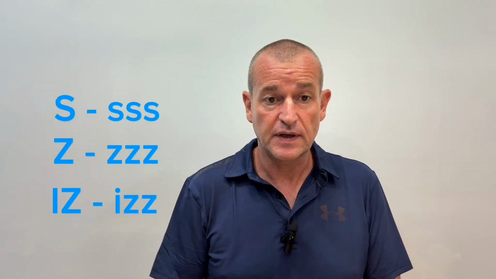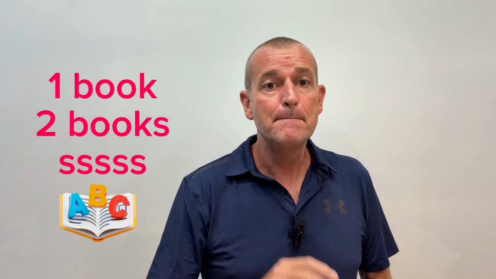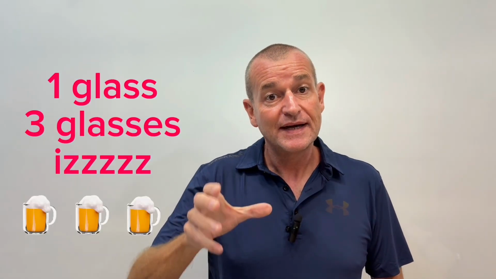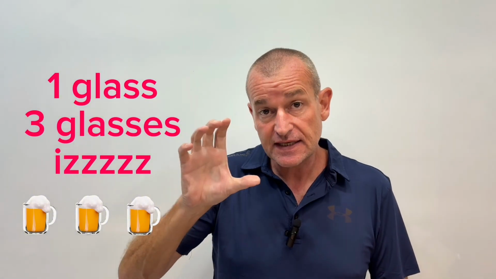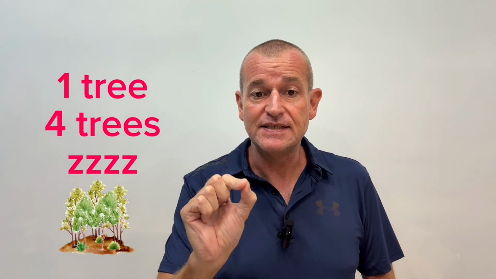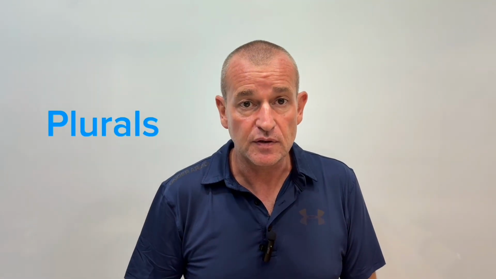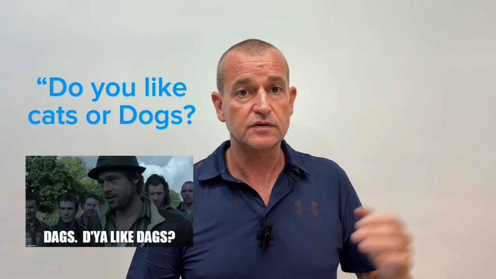Okay, for S sounds, there are also 3 sounds. We have S, Z, and Is, okay? 1 book, 2 books. 1 glass, 3 glasses. 1 tree, 4 trees. Okay? Books, glasses, trees. And that is for plurals. We always talk about things in plurals. Do you like cats or dogs? Not do you like cat or a dog. Plurals, all the time. Okay?